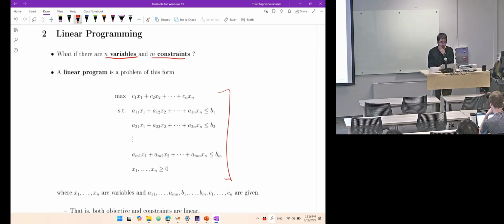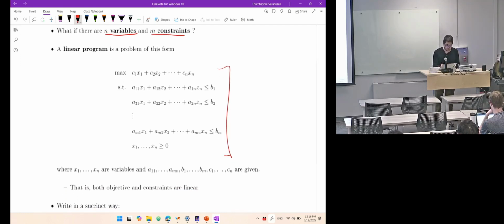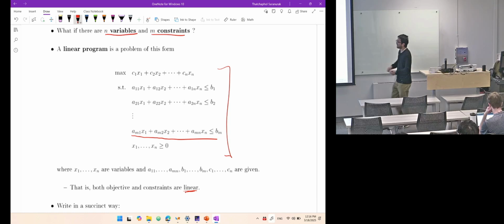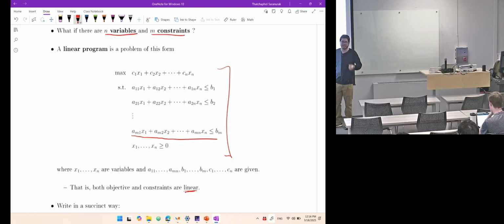And the reason why we call it linear is because each of the constraints here is a linear inequality. There is no x squared, there is no x cubed, there is no x1 times x2. The degree of x is just 1 for each term. And the objective here is also linear. So both objective and constraints are linear. That's why we call it a linear program.